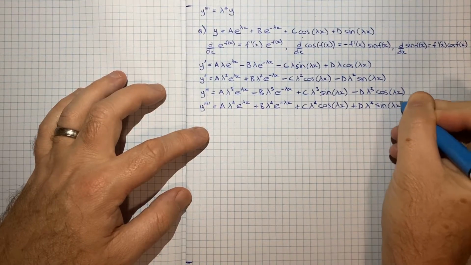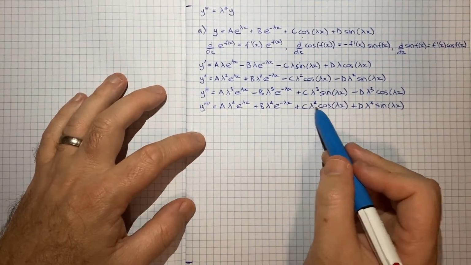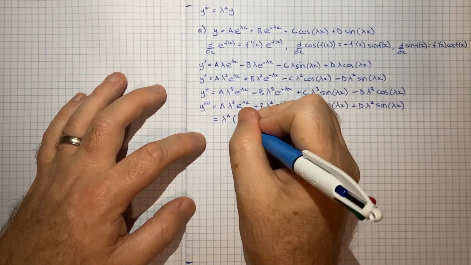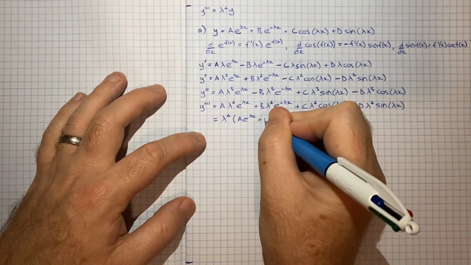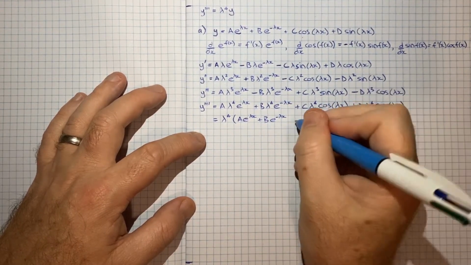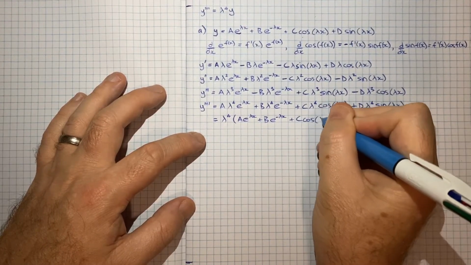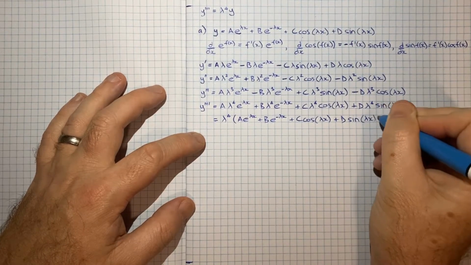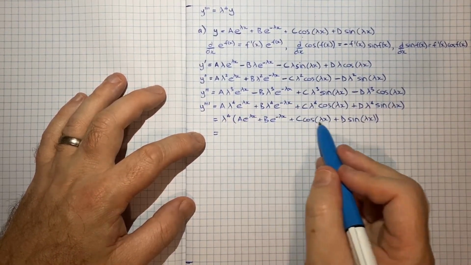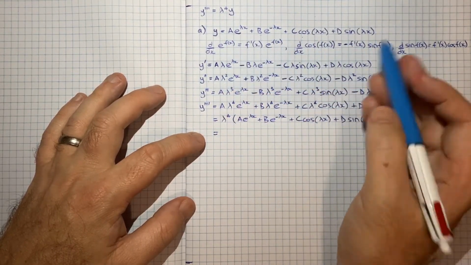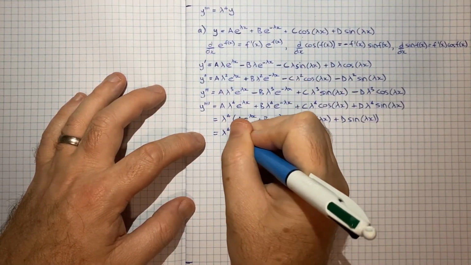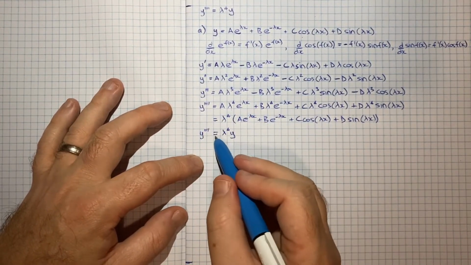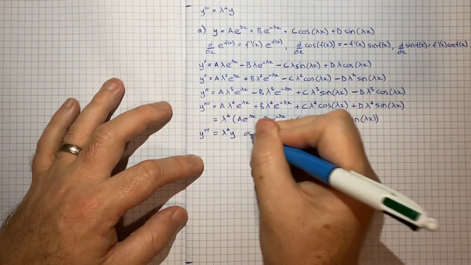And here we've got a lambda to the 4 all the way through, so I'll just bring that out. Lambda to the 4 times a e to the lambda x plus b e to the negative lambda x plus c cos lambda x plus d sine lambda x. And because this is our definition of y, we can write that as lambda to the 4 times y. So we've got our y dash dash dash dash equals lambda to the 4 times y as required.